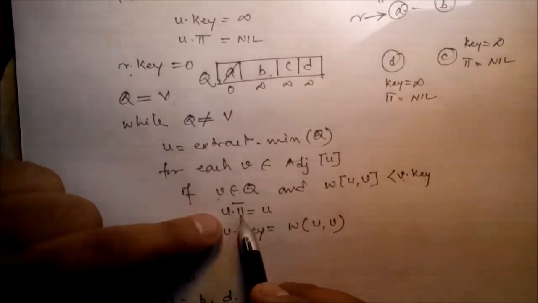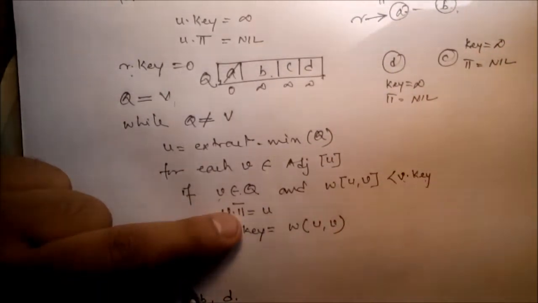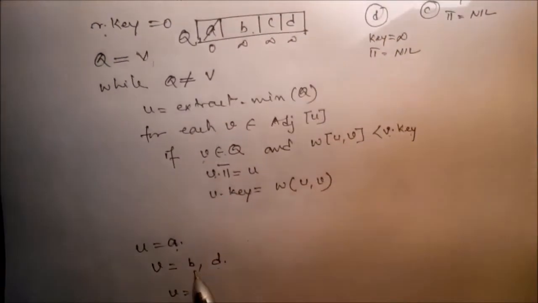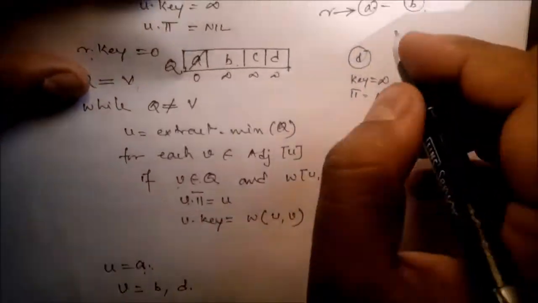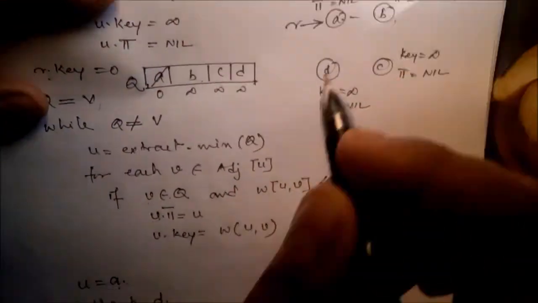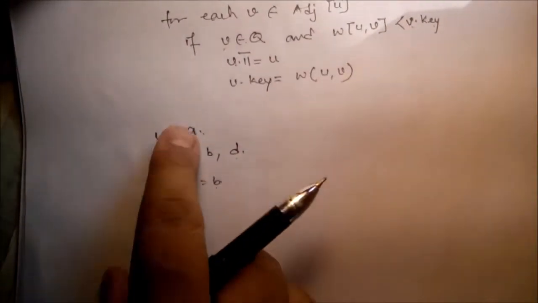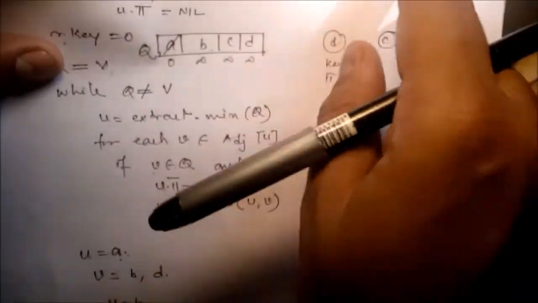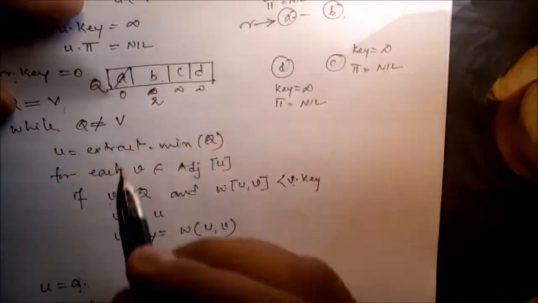Then V pi will be U. What is U? U is equal to A. That means here the parent will be A, and the updated Q value is the weight between UV. What is U and what is V? A and B, and the weight between A and B is 2. So make it 2. So here the weight is 2.